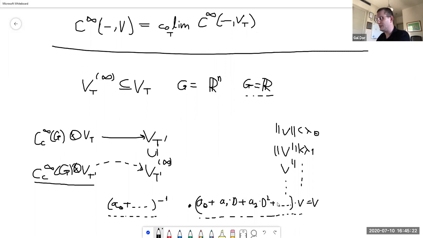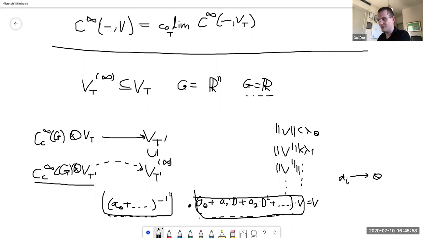Now it doesn't necessarily have a well defined product with v, because the derivatives can be very large, but for every specific bounded set where you know that the specific vector doesn't increase when you derive it any quicker than some specific series, then you can take a_i that go to zero sufficiently fast that this product makes sense on the one hand, and on the other hand, that this inverse is still a smooth function.